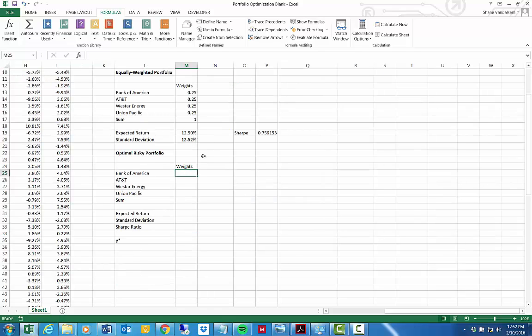So I'm going to go down here to the optimal risky portfolio weights. I'm going to start with an equally weighted portfolio. So 0.25, 0.25, 0.25, 0.25 equals the sum. And that always has to equal 1 in our portfolio. So I'm going to calculate the expected return and the standard deviation in the same way.